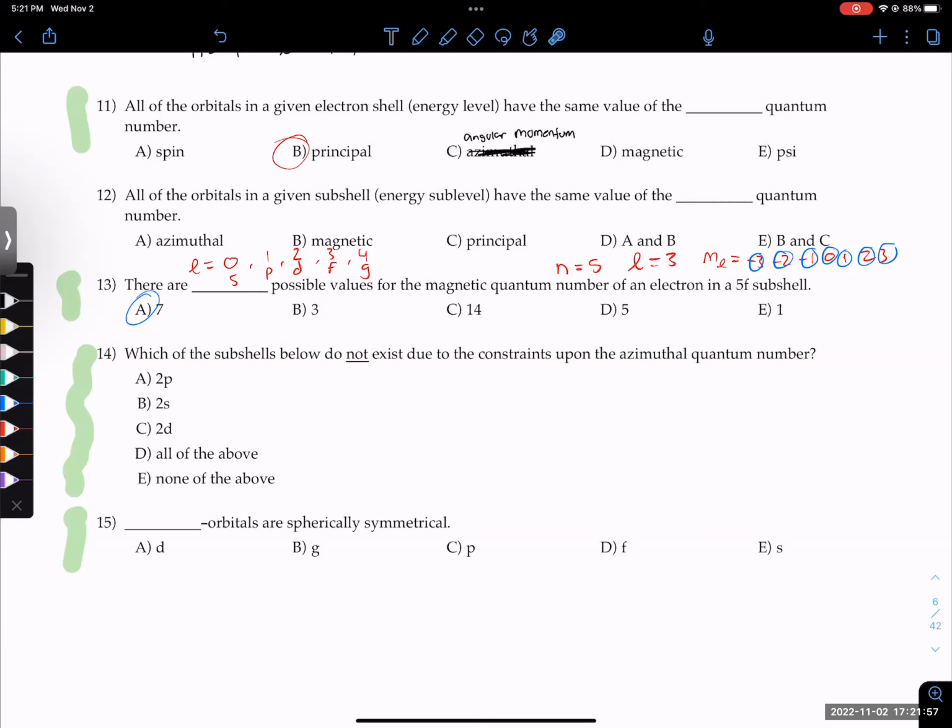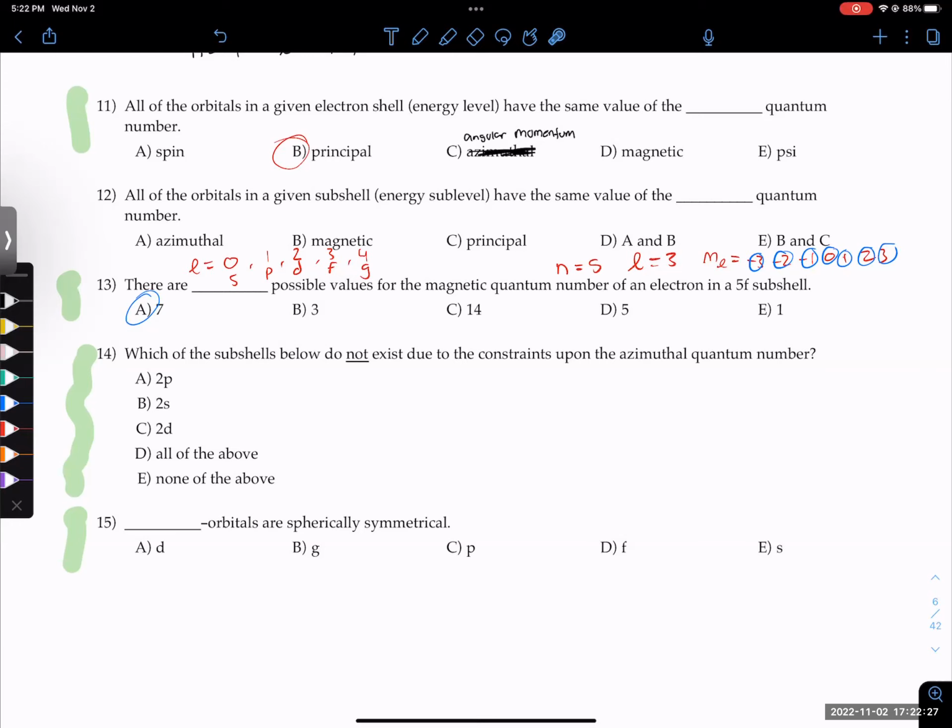Wait, isn't L equal to n minus 1? The possible values for L are from 0 to n minus 1. It's not always going to be n minus 1, and it's not always going to be 0. If n is equal to 5, it can go from 0 to 1, 2, 3, or 4. Makes sense?